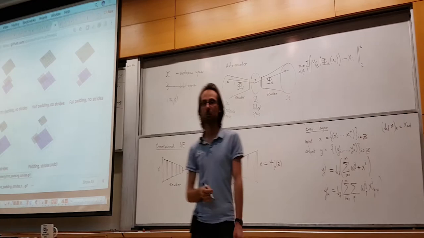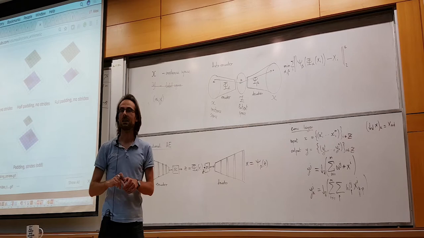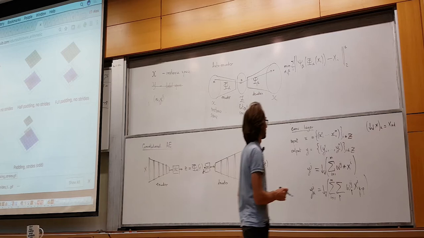And of course, if you are talking about images, then this d might be a vector. You can take a different stride length in every dimension, but usually it will be the same stride length in every dimension. Okay? So this is basically what a convolutional layer does.